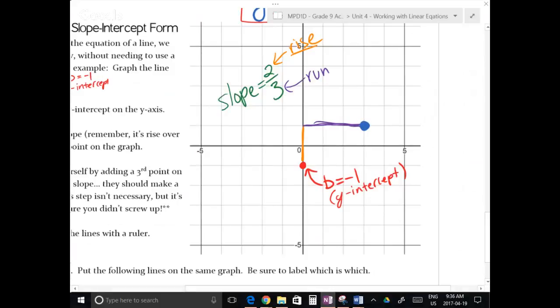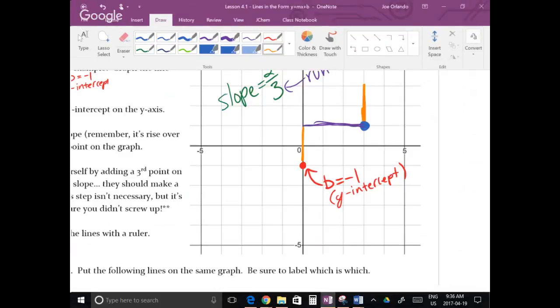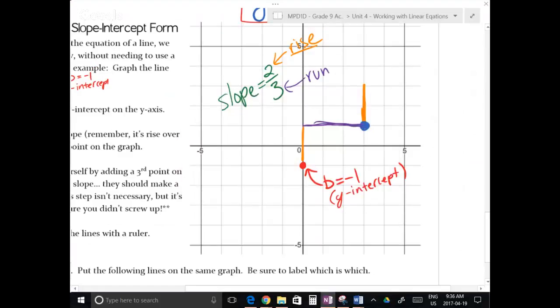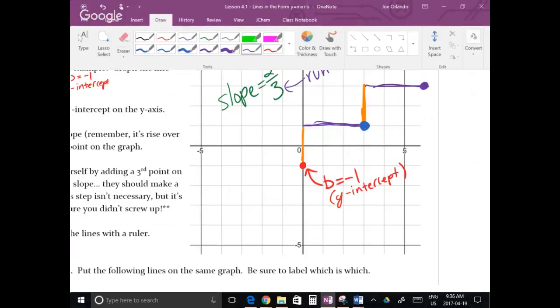So again, how much do I have to rise? 2. And I'm going to actually go down from this point. No, I'm not. I'm going to go up 2 from here. And then how much do I have to run? 3. And that brings me to here. That's okay. We're tough. We're brave.